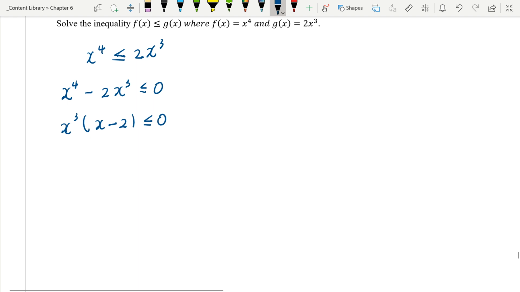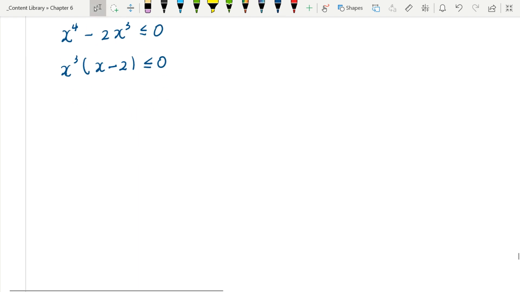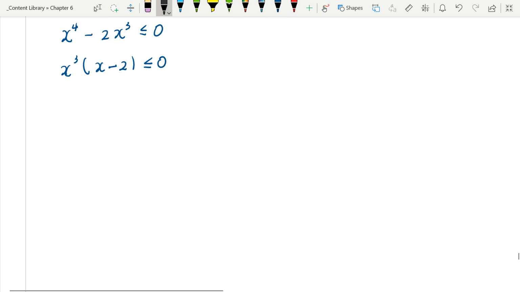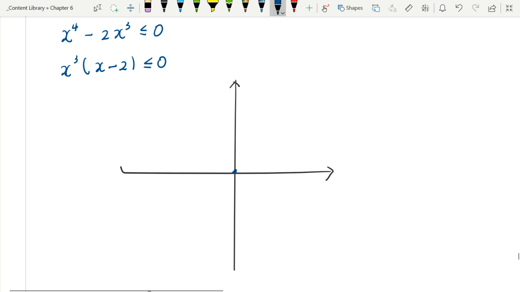Alright, this one is interesting because of the shape. Again, I'm going to show you the shape. What's the x-intercept? 0 and 2. Okay, the y-intercept is 0 as well. So we have the points (0, 0) and (2, 0).